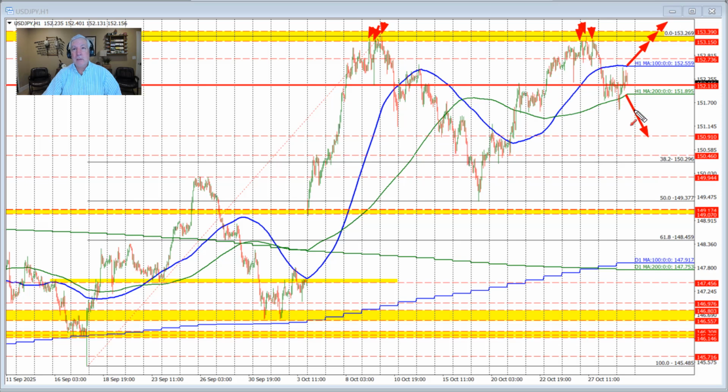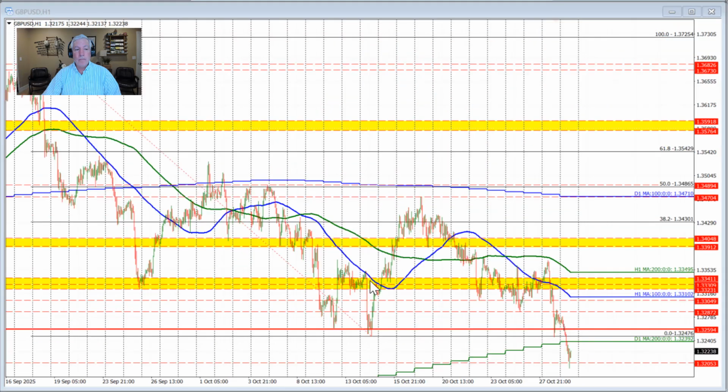On the downside, if we start to move lower, we're back into this range right through here. Let's take a look at the sterling versus US dollar. And if we look at it, we've seen a pretty steady move to the downside.